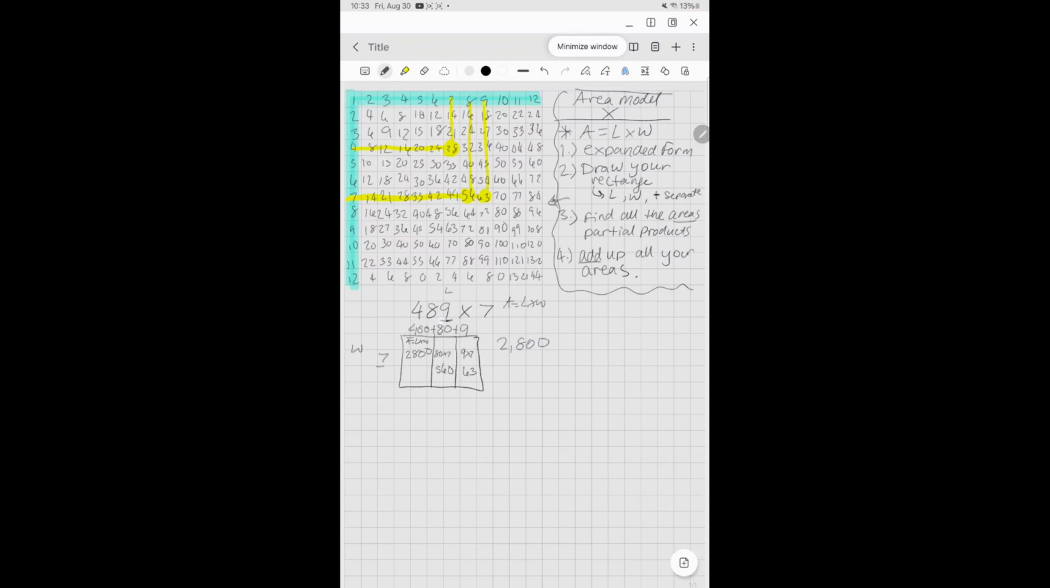And already before I do this, I already know 7 times 9 is 63. So that means I'm going to have a 3 in my ones place. So let me go ahead and add this up. 160 and 63. And there is my answer.